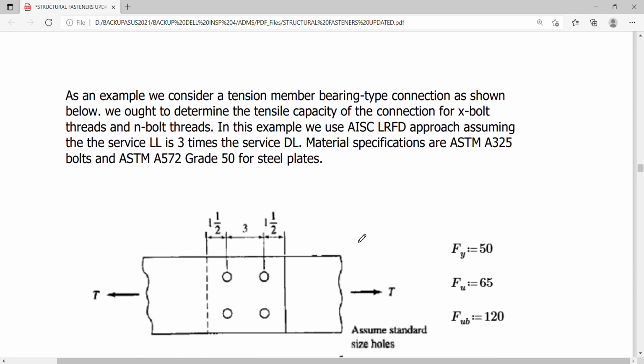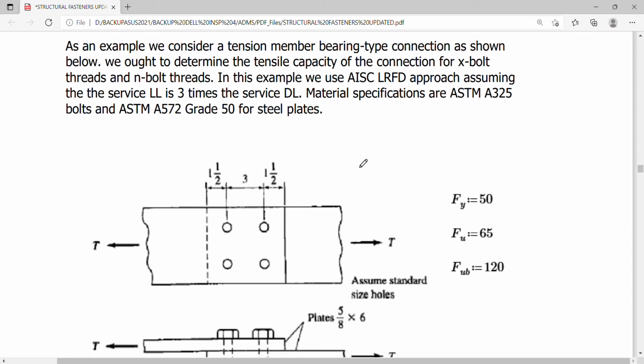So let's have an example problem, a simple problem to demonstrate the above formula. So we consider a tension member bearing type connection as shown. So we have to determine the tensile capacity of the connection for X bolt. When you say X bolt, the threads are excluded, no? And N bolts in which the threads are included. In this example, we use the AISC approach, assuming that the service live load is 3 times the service dead load.